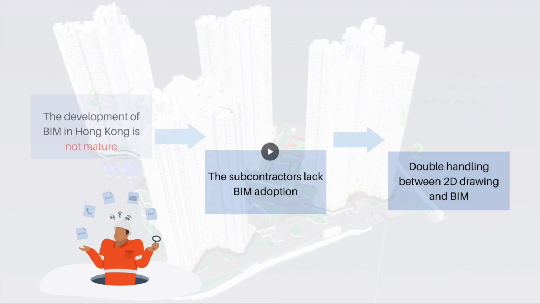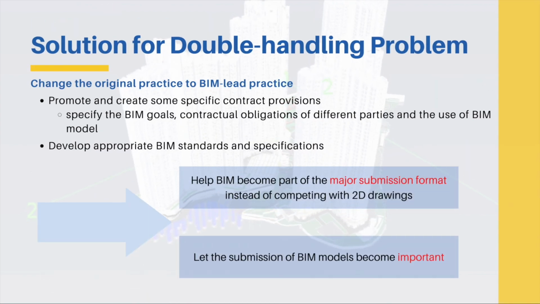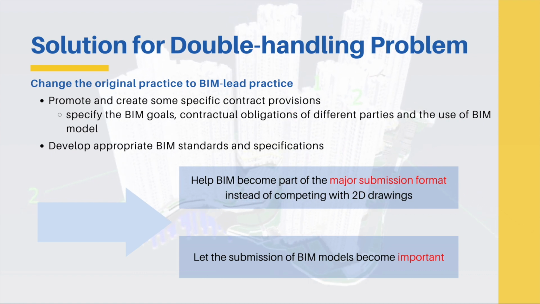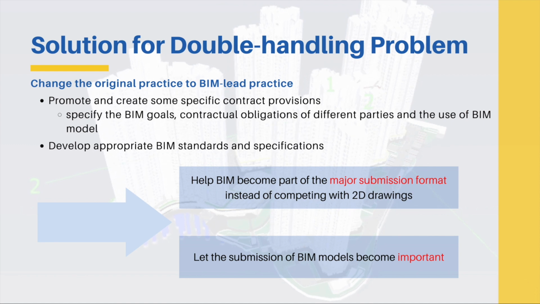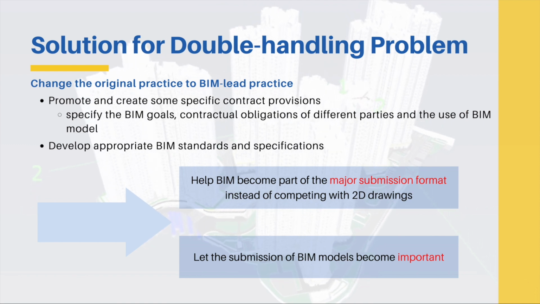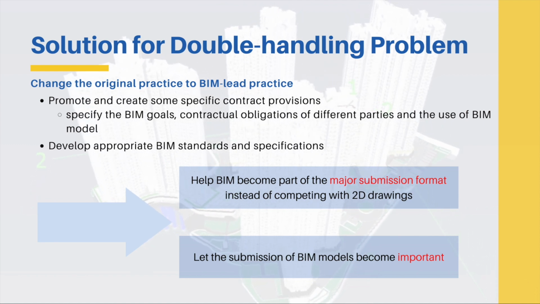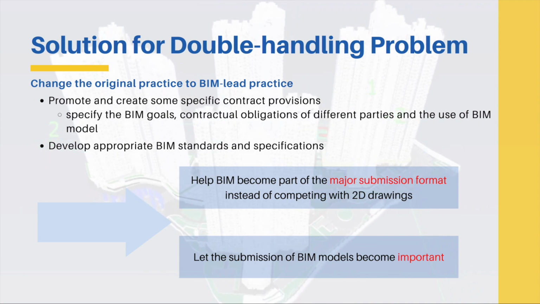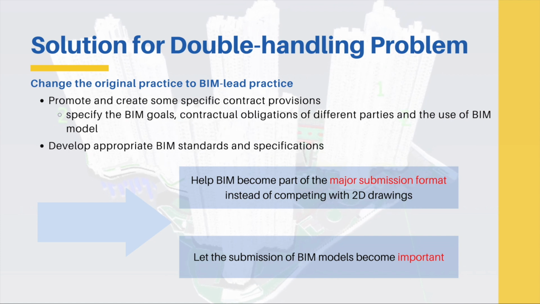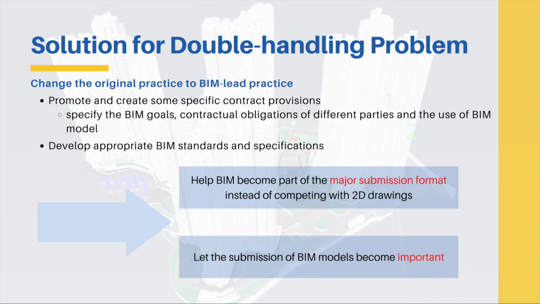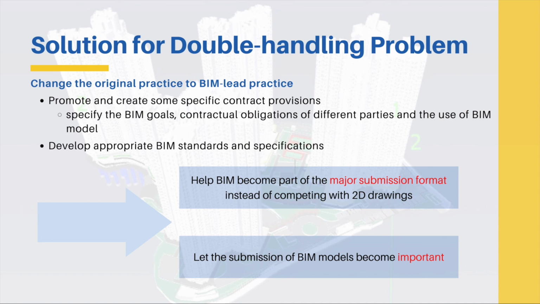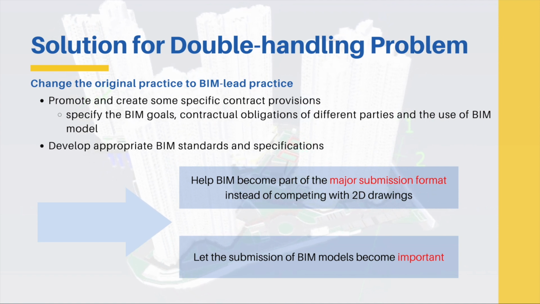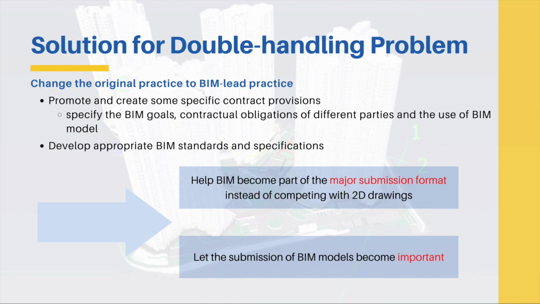In order to solve this problem, you should change the original practice to a BIM-led practice. You should promote and create some specific contract provisions for BIM projects to clearly specify the BIM goals, construction obligations, and the use of the BIM model. Developing an appropriate BIM standard and specification for the use of BIM could also help the industry understand how to implement BIM in their project. This can help BIM become part of the major submission format instead of competing with 2D drawing, and let the submission of the BIM model become important.